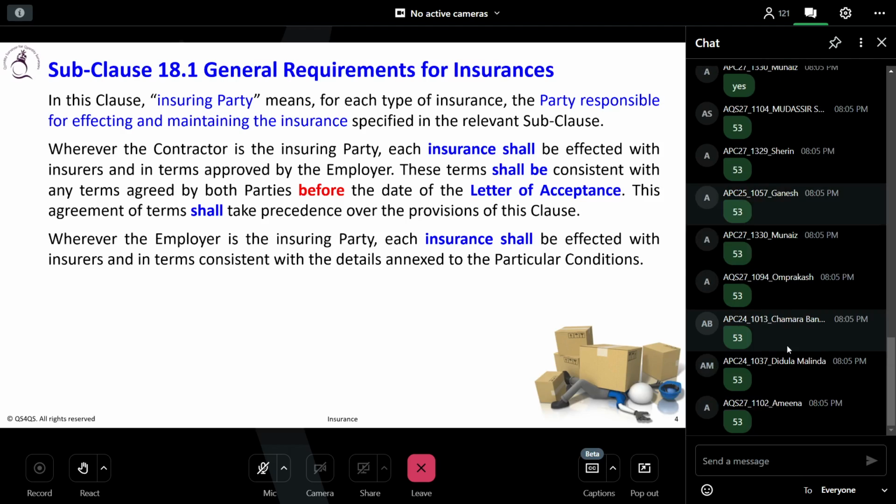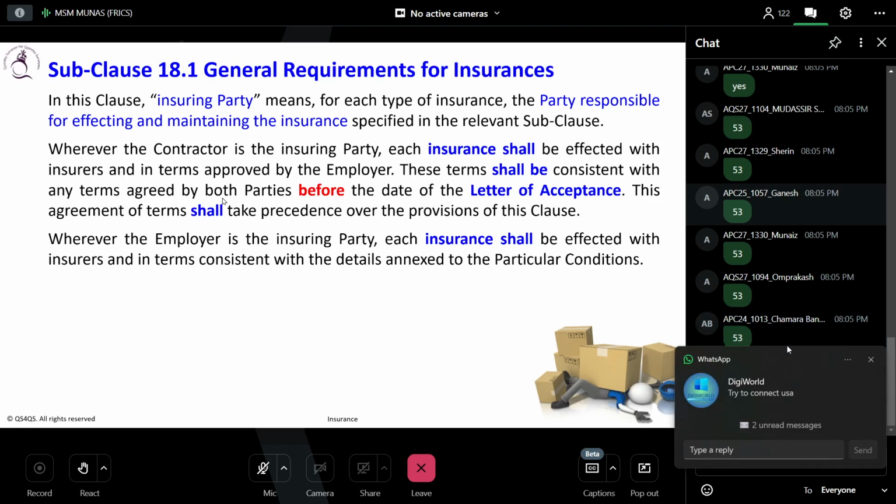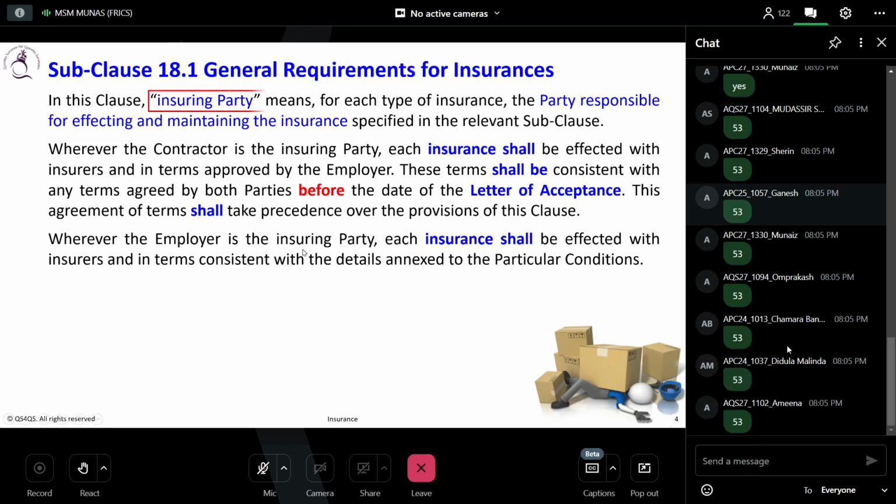Okay. So carefully, let's read this one. In this clause means this condition of contract. Insuring party means, for each type of insurance, we will understand what types of insurance are available. So for each type of insurance, the party responsible for effecting and maintaining the insurance. That means you have to keep the insurance for some period, specified in the relevant subclause. So wherever the contractor is the insuring party.